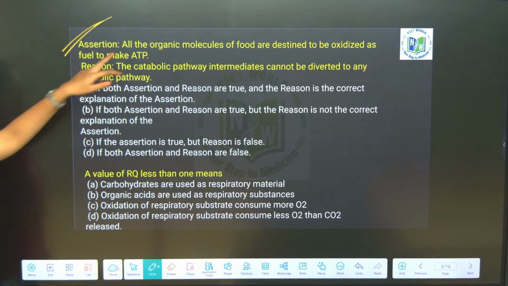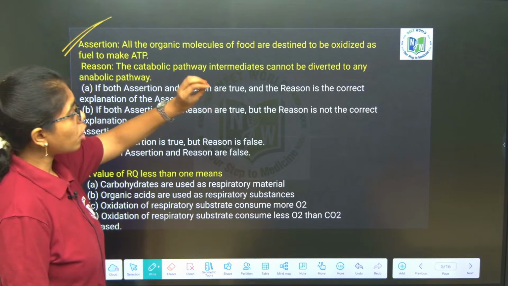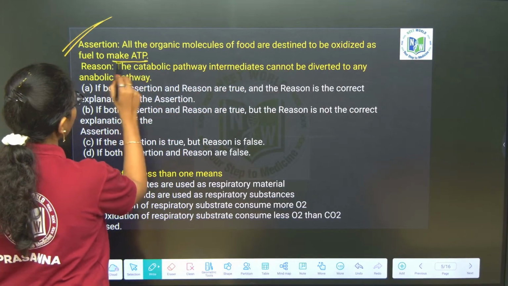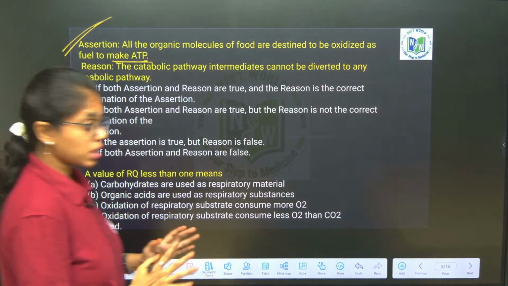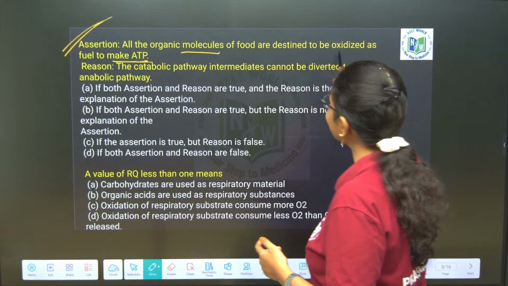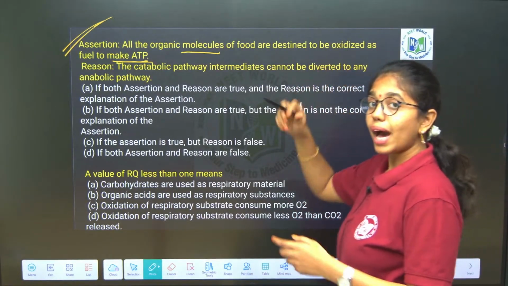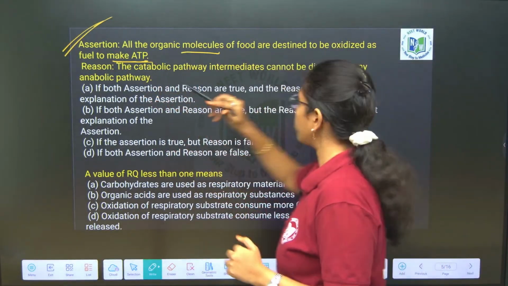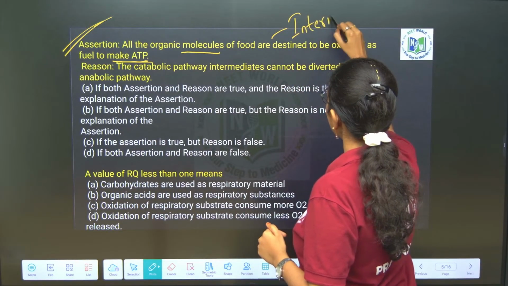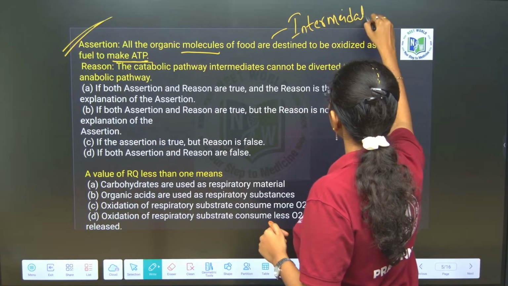All the organic molecules of food are destined to be oxidized as fuel to make what? ATP. That is wrong, because all organic molecules of food are not destined to be oxidized. Few are diverted as what? Intermediates. Here few are diverted as intermediates. So here the assertion cannot be true.